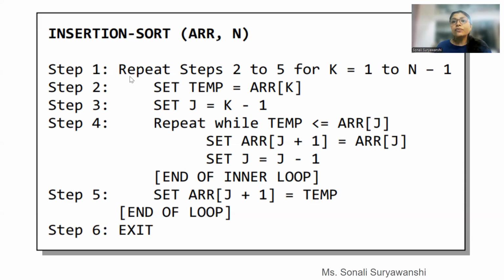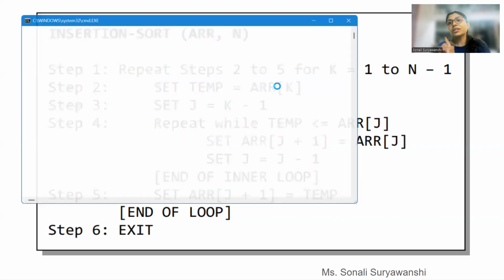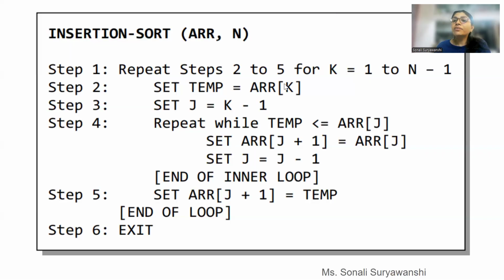Now, let us understand that for every step where k is incrementing from 1 to n minus 1, what we are going to do. For each iteration of k, we will assign the value which is pointed by k into a temporary variable. So, set temporary equals array of k. Let's say initially k is 1, that means we are storing the element which is at the first position into temporary.